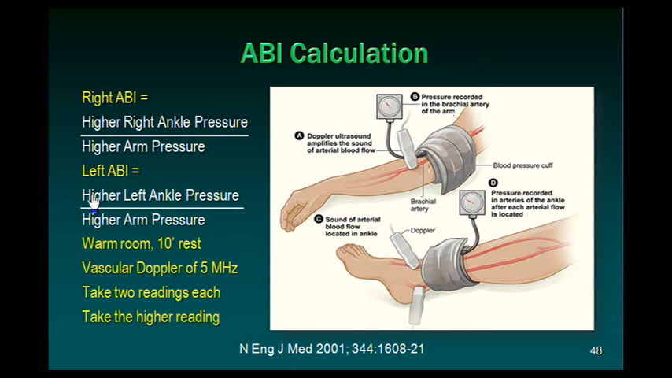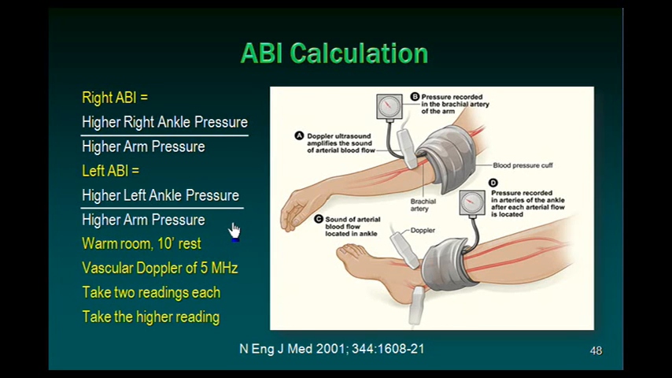Having obtained those values, for the right ankle brachial index, we read twice and take the higher of the two for the right ankle pressure, and then divide it by the higher arm pressure. Each reading is taken twice. The higher arm pressure will be the denominator, the higher right ankle pressure being the numerator. For the left ABI, again the higher left ankle pressure of the two readings will be the numerator, and the higher arm pressure, either right or left arm, will be the denominator.